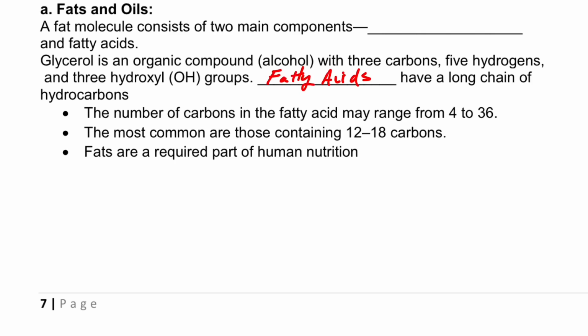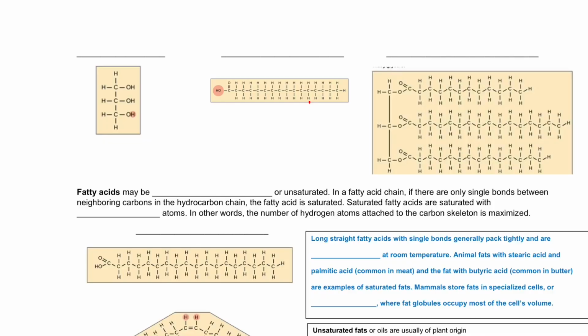All right, these are fatty acids. Fatty acids have a long chain of hydrocarbons. The number of carbons in the fatty acid may range from 4 to 36. The most common are those containing 12 to 18, and fats are a required part of human nutrition.